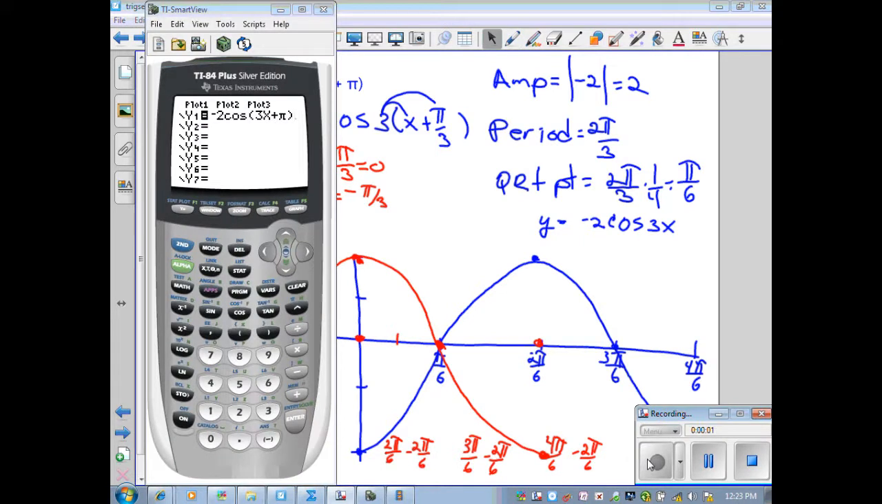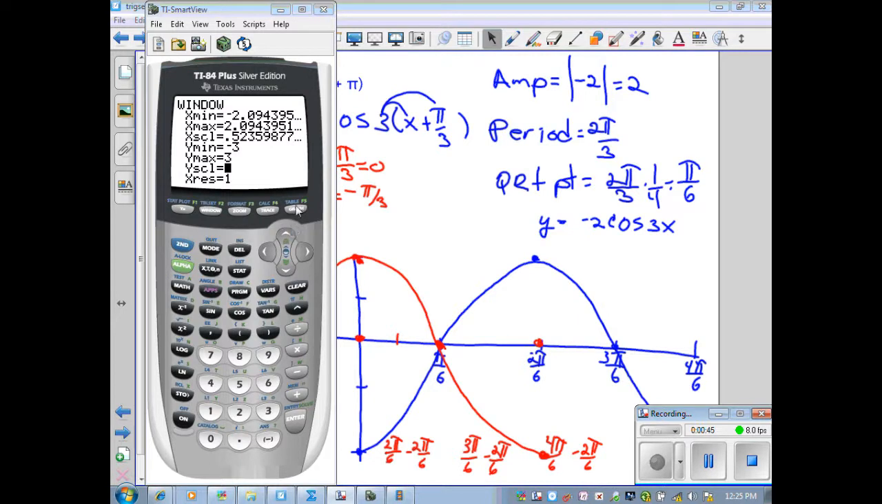Now what I want to do is verify my solution by plugging this into our calculator. I have negative 2 cosine 3x plus pi. Let's set our window. Our x min is going to be negative 2 pi over 3, which is our negative period. Our x max is going to be our positive period, which is 2 pi over 3. Our scale is going to be the quarter point, which is pi over 6. And our y min and y max are one above and below our amplitude, which is 2. So I have negative 3 and 3.